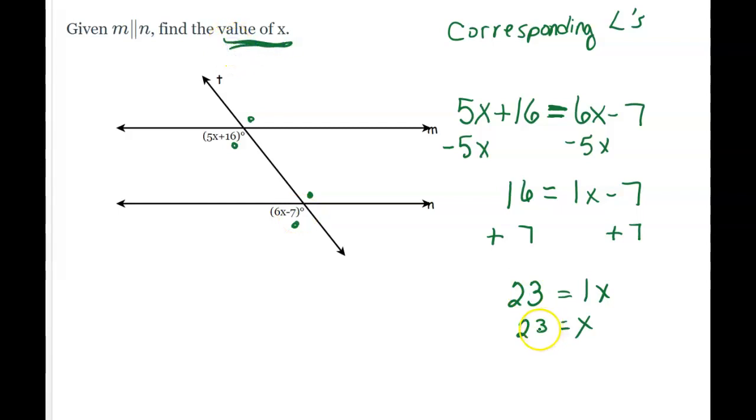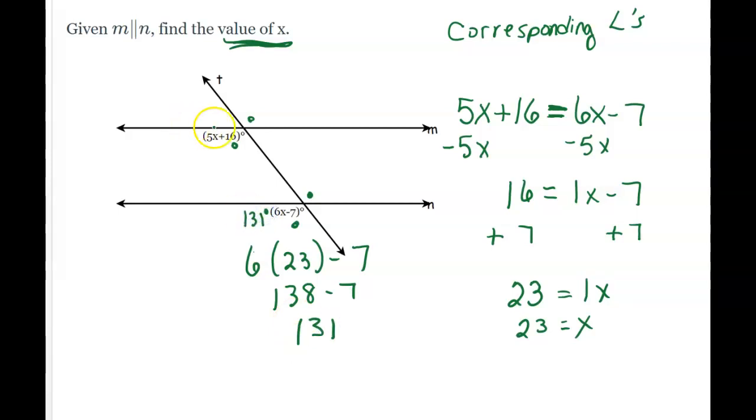Now you can take that a step farther to figure out the measure of this angle by plugging in the 23 in place of the x. Okay, so let's just do that. 6 times 23 minus 7. 6 times 23 is 138. Minus 7 is 131. So the measure of this angle is 131.